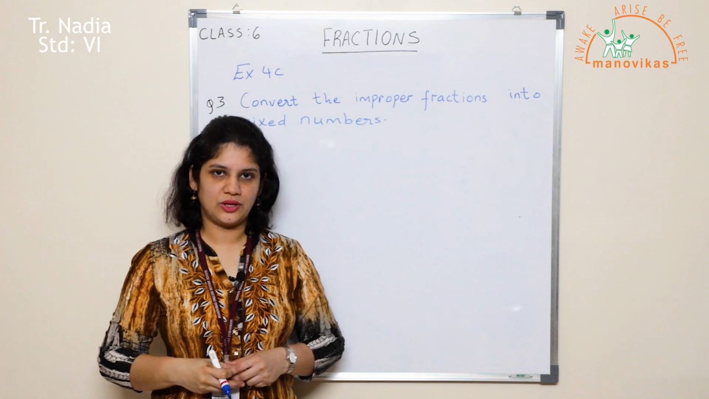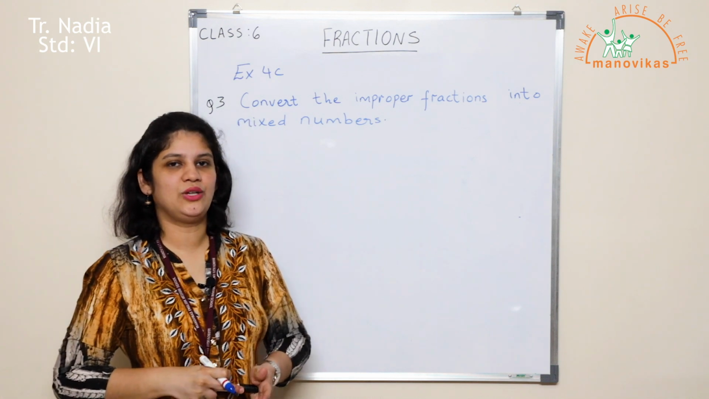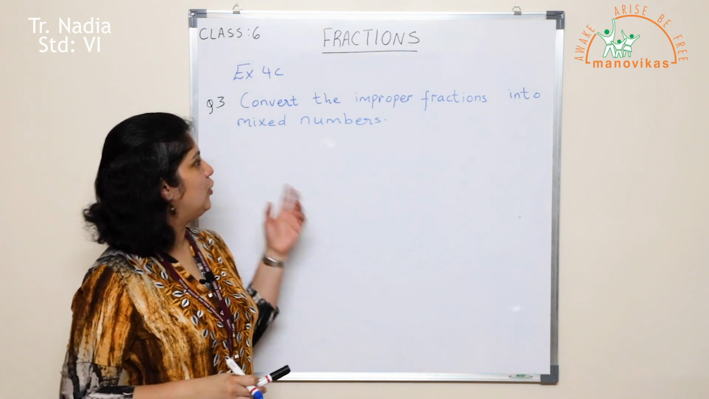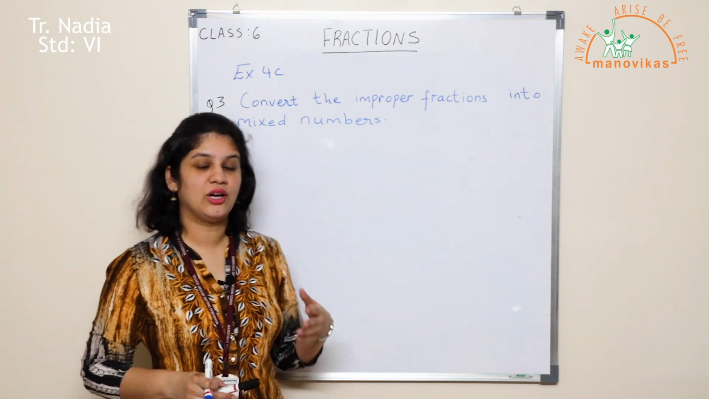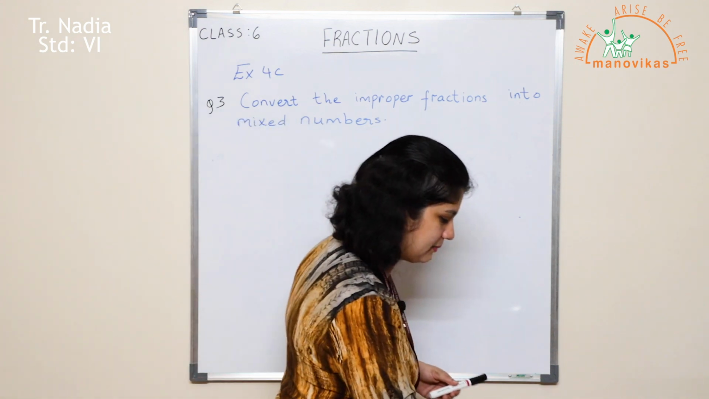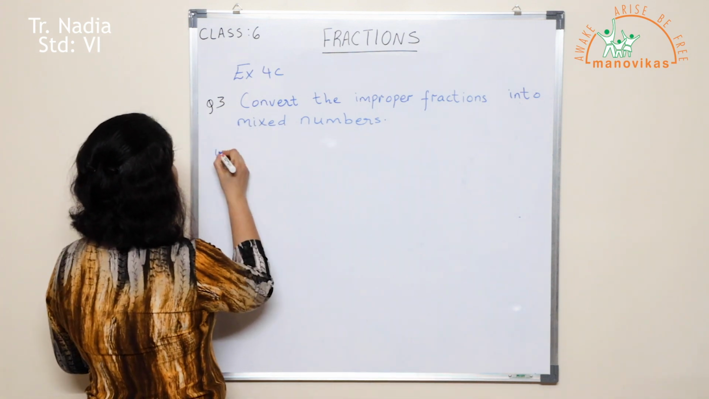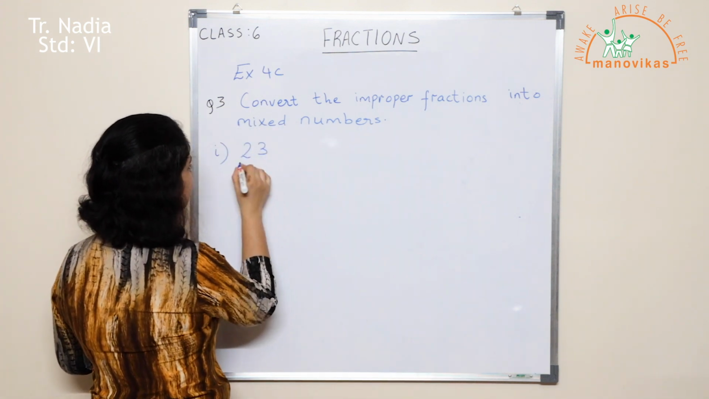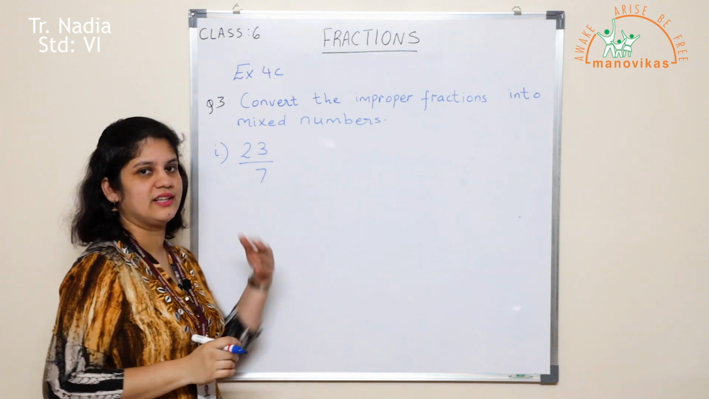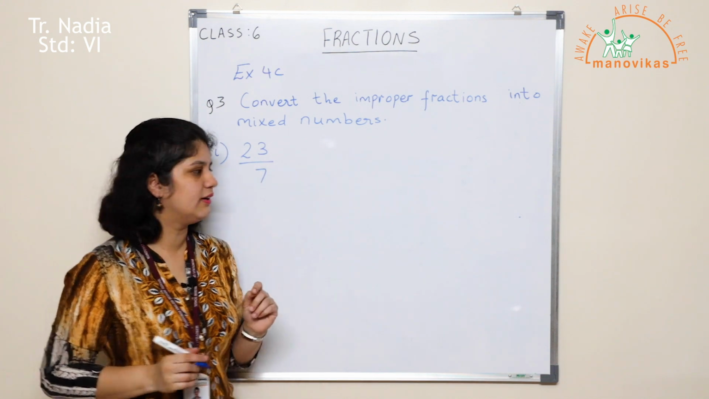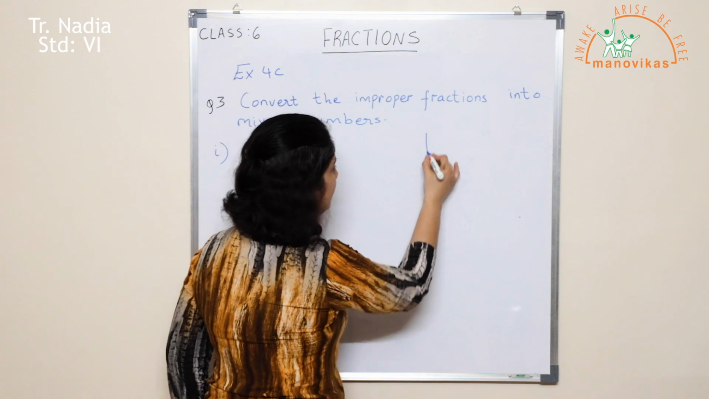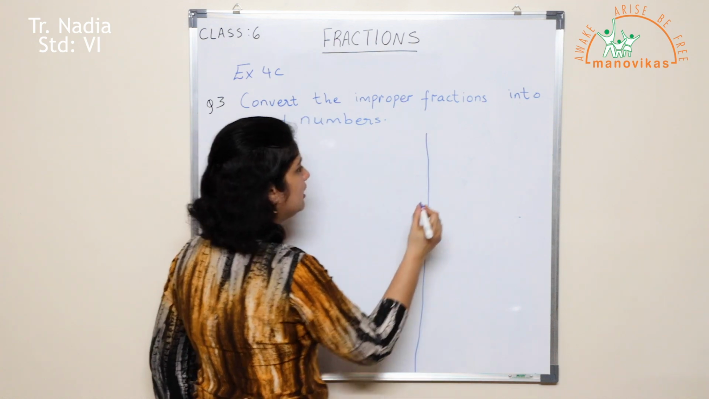So we have converted mixed fractions into improper fractions. Okay, now let's go to question number 3. In question number 3, you have to do just the opposite. You are given improper fractions and you have to convert them to mixed numbers. Let us take a few examples. 23 upon 7. This is an improper fraction. It is having a big numerator and a small denominator. Now here in the rough column, I want you all to do the division.